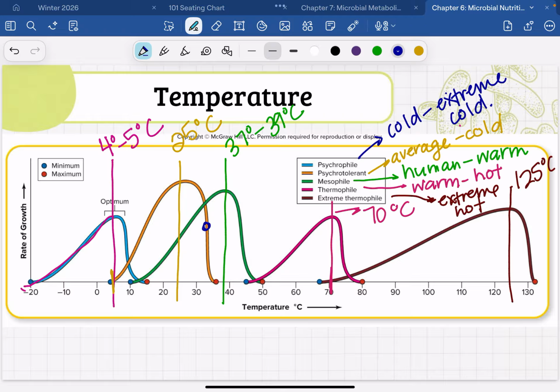So there are a couple of human pathogens that can span those, but the vast majority of human pathogens are going to be mesophiles. Okay?